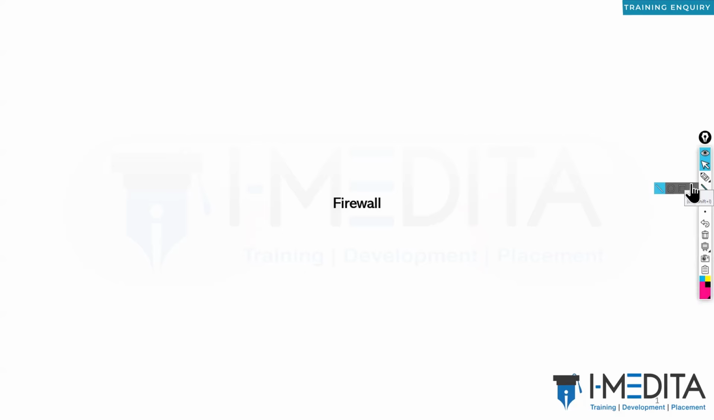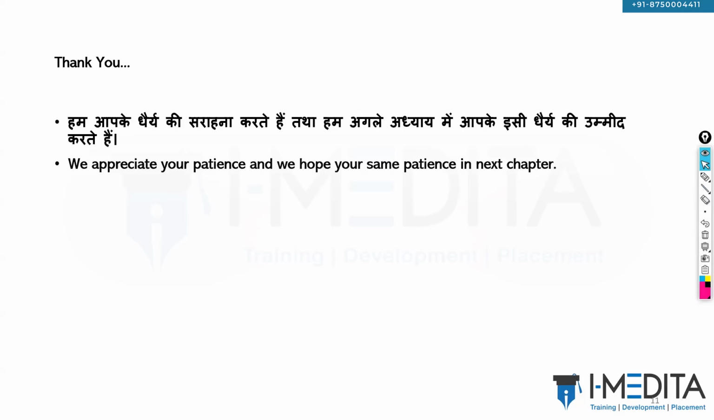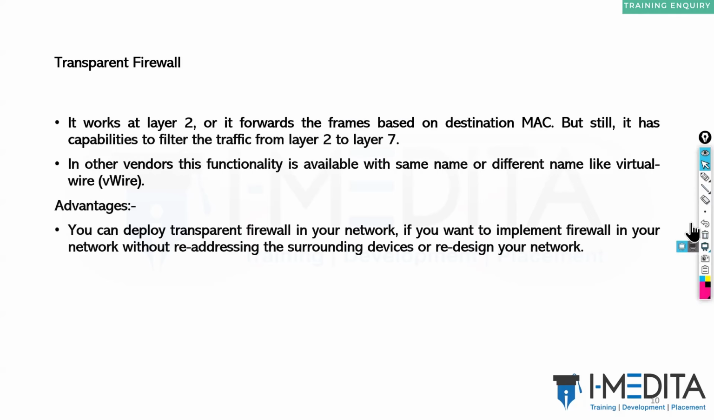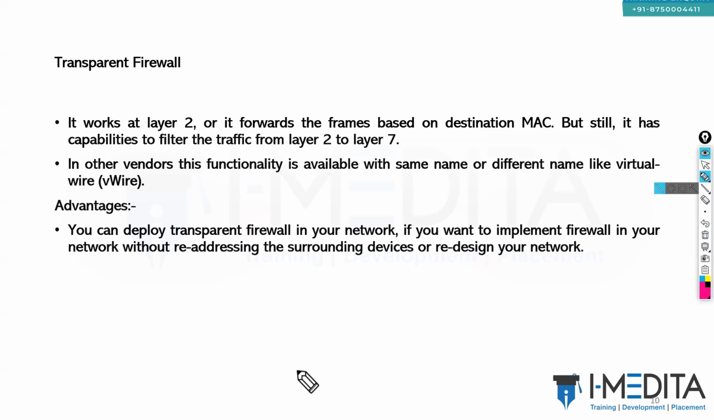But if we are implementing a firewall, we are expecting at least layer 7 inspection. So is there any advantage of putting that thing over? Whatever I have told you with the help of the diagram, are you not getting my point? The main point is this.